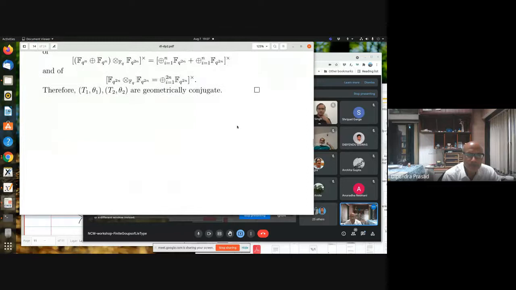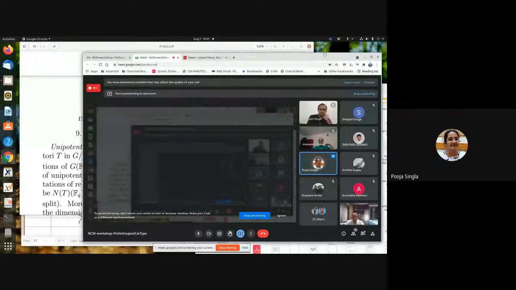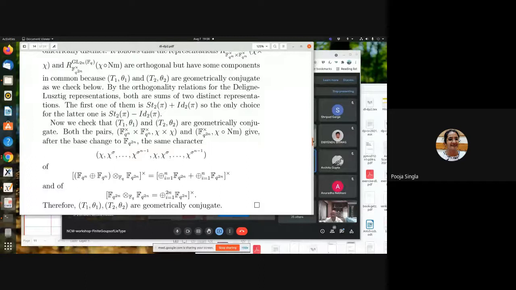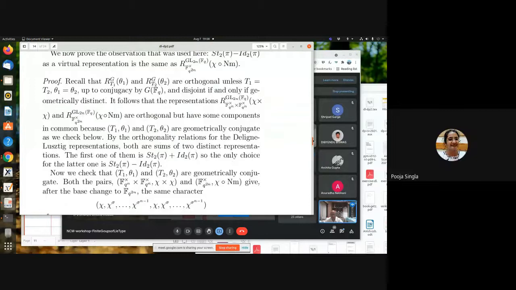Can I ask one question? Yes. Just the last page. So you have these two representations. One was from F_{q^n} star cross F_{q^n} star, the other was from the other torus. So you said they have the same common components. Why the same common components? That's what it means. Some common components. Okay, so there can be something else as well. Some components in common.